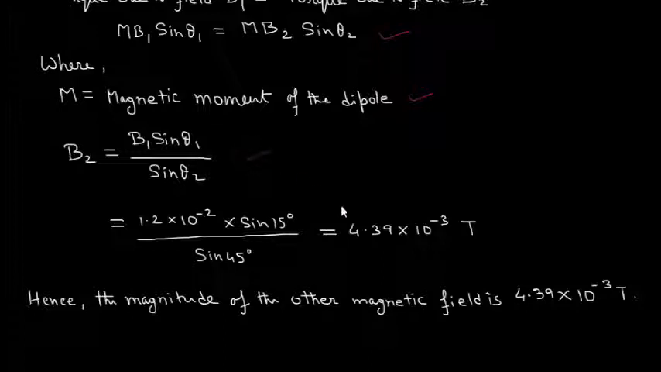Putting the values of B1, theta 1 and theta 2, we get 1.2 multiplied by 10 to the power minus 2 multiplied by sin 15 upon sin 45 degrees. Upon solving, we get 4.39 multiplied by 10 to the power minus 3. Hence, magnitude of the other magnetic field is 4.39 multiplied by 10 to the power minus 3 T.